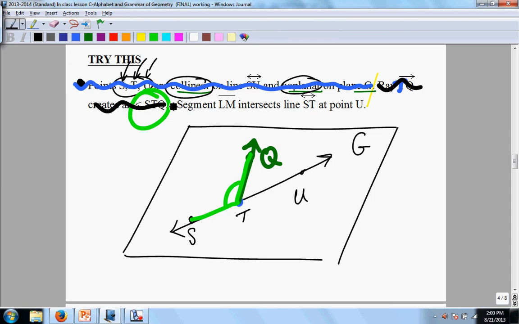Cross it out. Then it says segment LM intersects line ST at point U. So segment LM at point U, I have a segment, so it's no arrows, at point U. Cross it out. And that's how you interpret these. So break it down. Finger track, read, break it down one piece at a time.